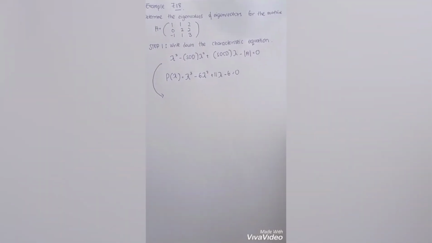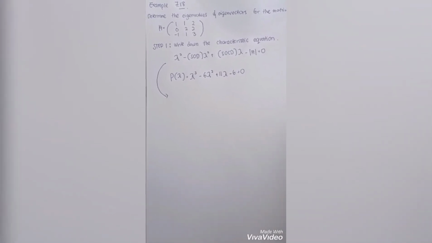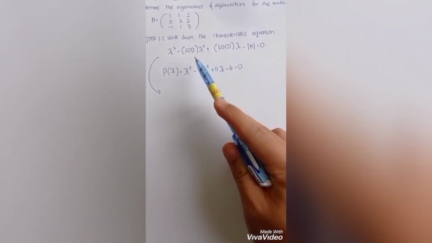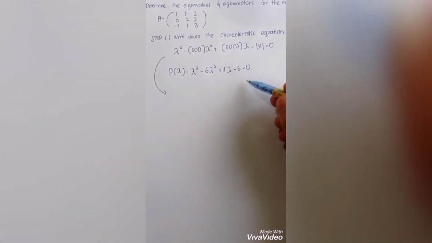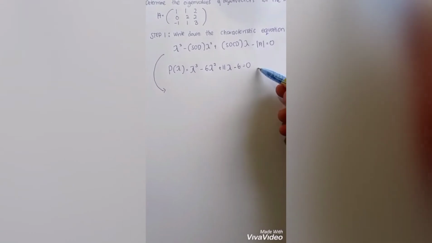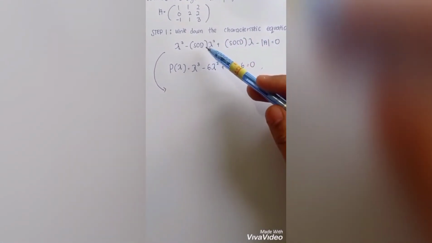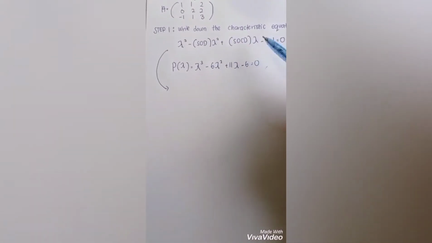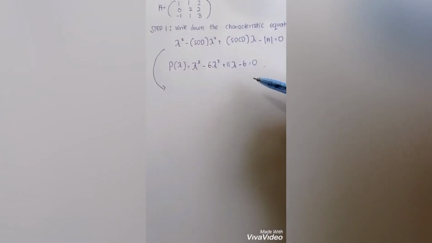Example 7.18. Determine the eigenvalues and eigenvectors for the matrix A. Step 1. Write down the characteristic equation. This is the equation for the characteristic equation. This is the answer. We can use a calculator to find all of this. This is the sum of diagonals. This is the sum of cofactor diagonals. And this is the determinant of matrix A.